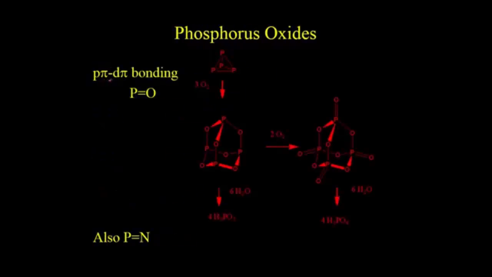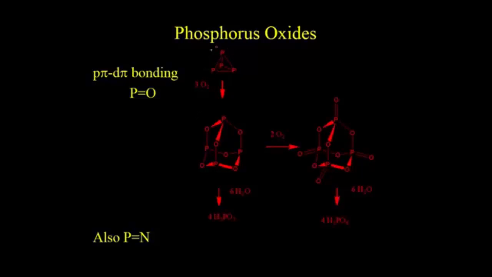So as we saw in group 4A, p pi d pi bonding becomes important in this part of the periodic table. And so in particular, our period 3 element phosphorus can make pi bonds with period 2 elements such as oxygen. And phosphorus oxides, phosphates, are a very important class of compounds.